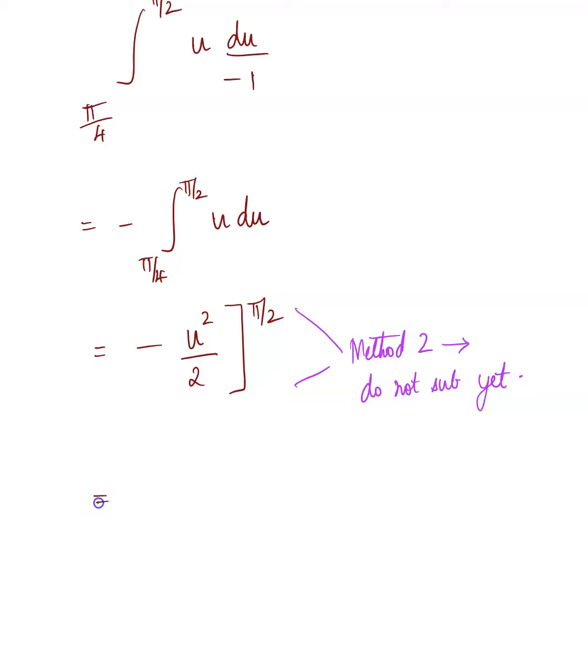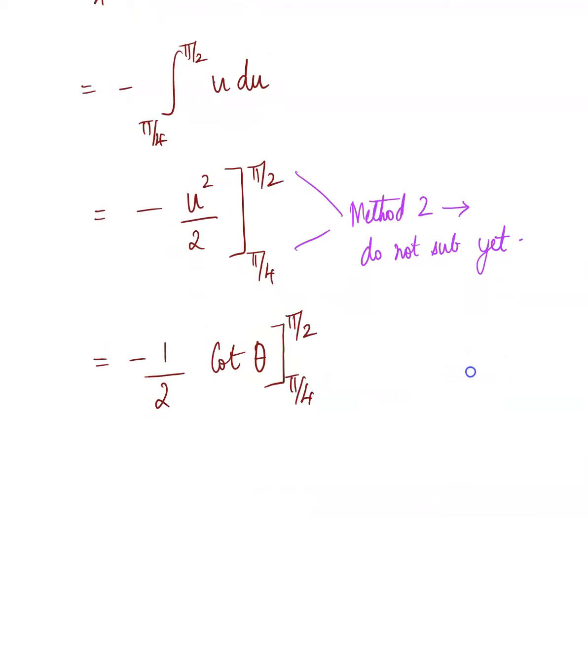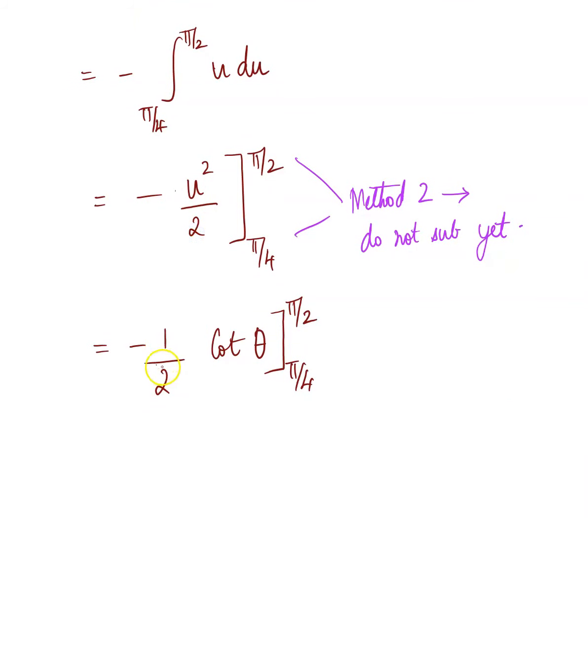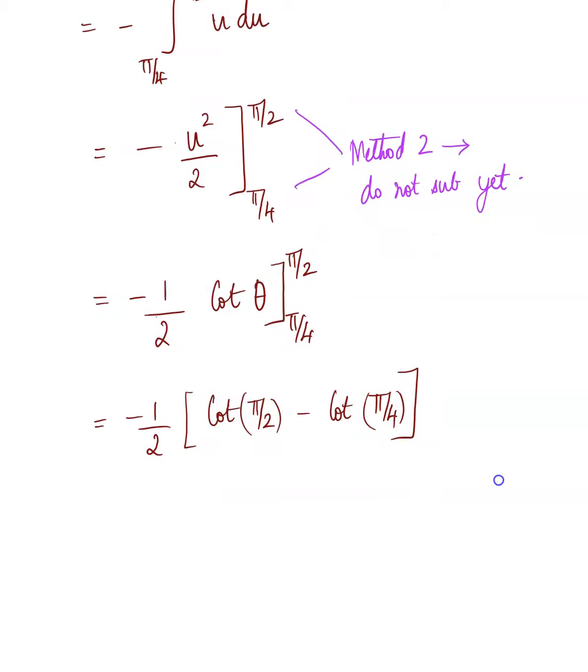So I go back and I say, okay, -½ u, what was u? U was cotangent theta, from pi over 4 to pi over 2. This -1 over 2 is pulled out just to keep it out of the way. Cotangent pi over 2 minus cotangent pi over 4. Go ahead and use your unit circle to come up with the answer for that.